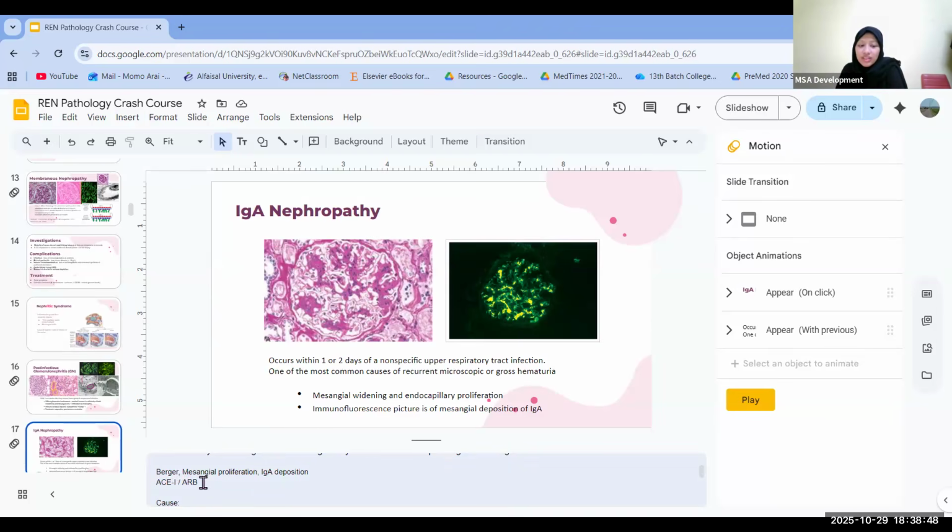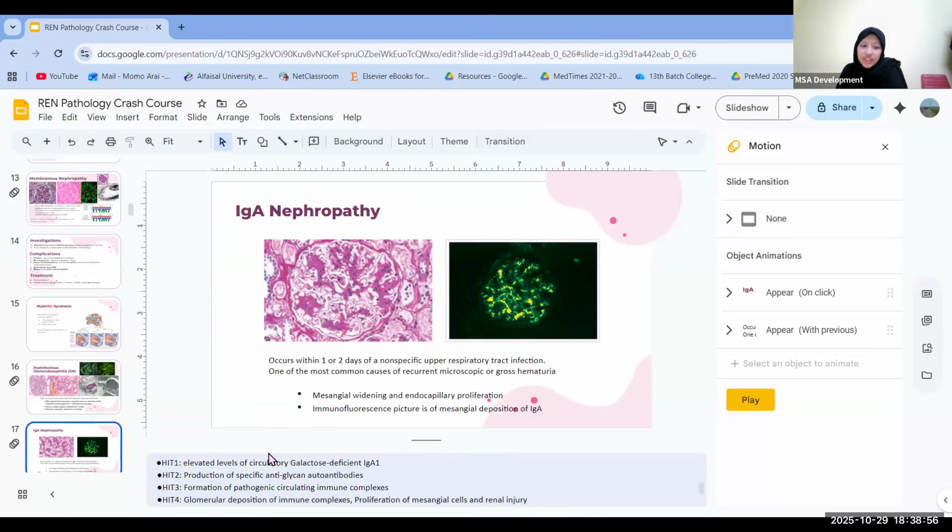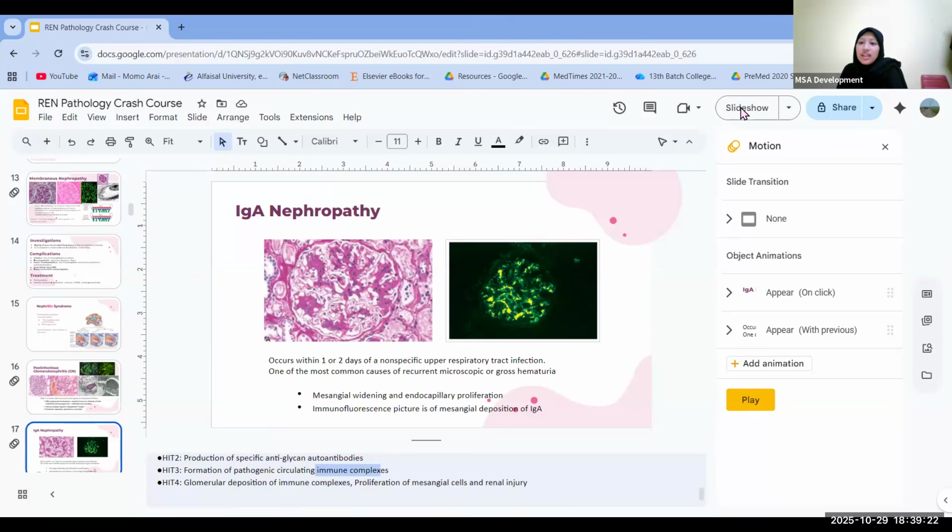What are some of the causes? I wrote some of them here. So again, you have overproduction or under secretion of IgA, so elevated levels of IgA, due to, it could be galactose deficient. Again, I don't think they will ask you this, but I just wrote it for the sake of completion. Again, this is a defect in clearance of IgA, that's why. So it produces autoantibodies against this foreign body, forming immune complexes, and then these get deposited everywhere. So that is why you have this disease.